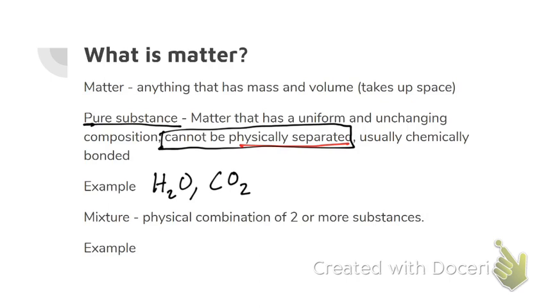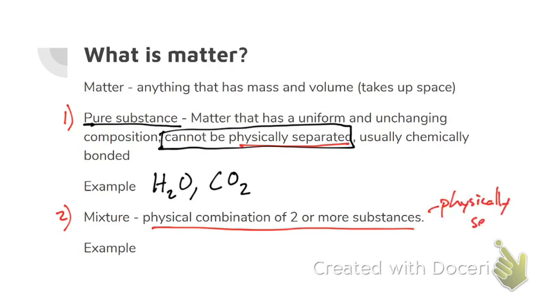Okay? Well, the other option is mixtures. Mixtures are ones that can be physically separated. Examples would be like salt water. You could physically remove the water by evaporating, and left over you'll have salt. Air is an example of a mixture. Really common ones are like salad, that kind of stuff, but air is a common one. You can actually separate the gases by their weight.